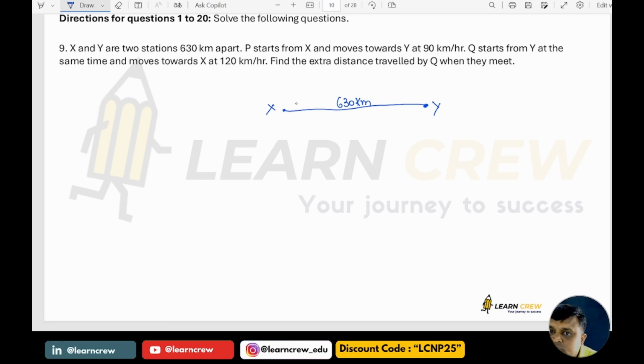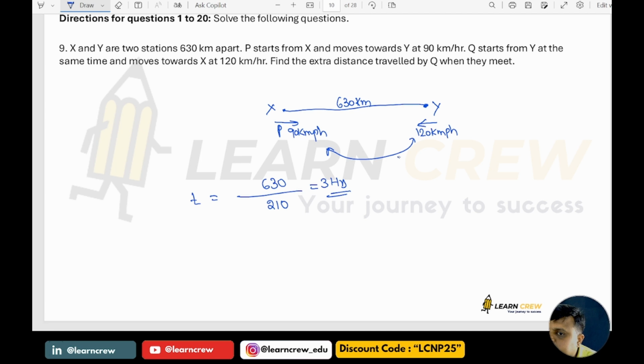Okay, and P starts from X with a speed of 90 km per hour. And Q starts at a speed of 120 km per hour. So how much time will it take for both of them to pass each other? Time is equal to distance by relative speed, 90 plus 120, 210, which means it takes 3 hours.